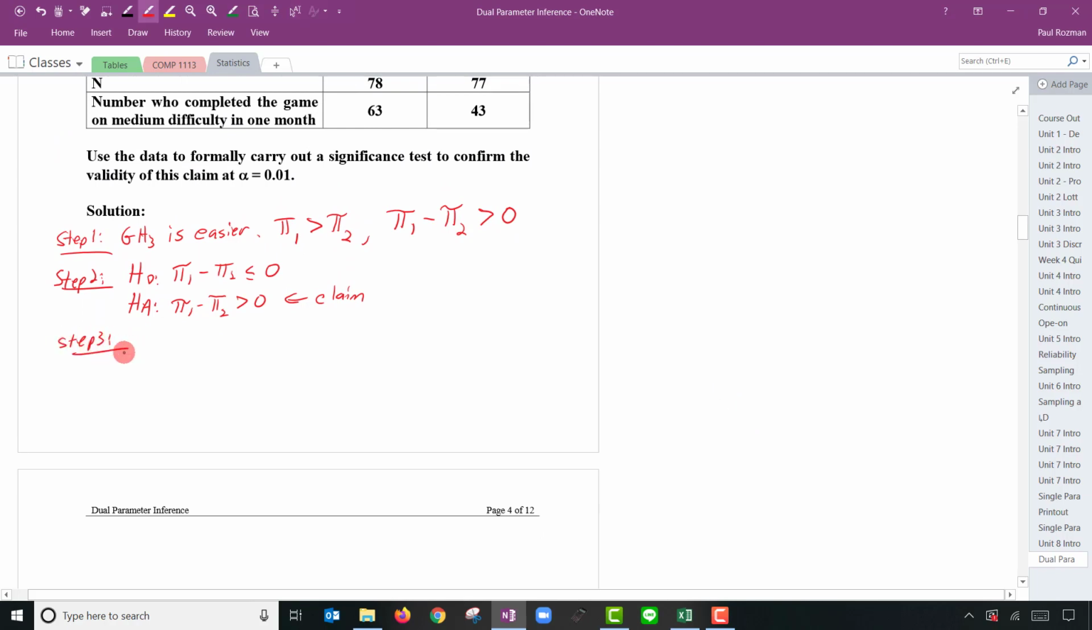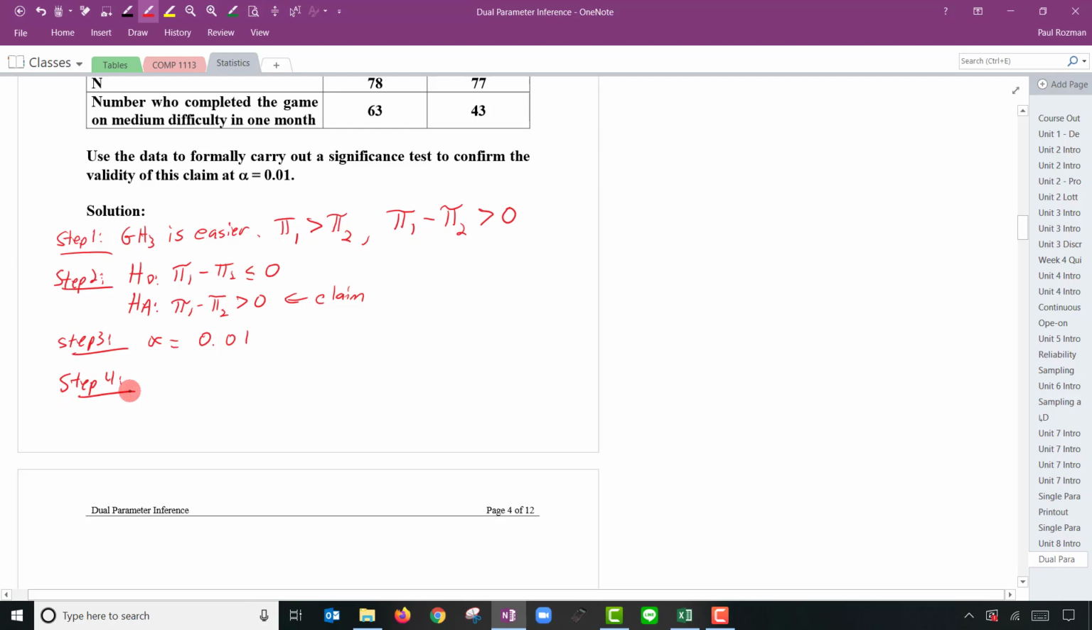Step 3. Set your significance level. They told us to do it at 0.01. The reason for that is 0.05 is too easy. We know the critical value, we're so used to using our 1.96, it's good to shake it up a little bit.